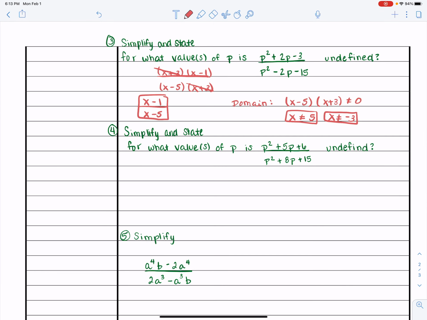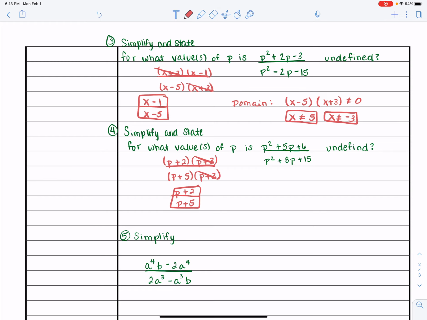All right, so same question here. I know that p squared plus 5p plus 6 can factor into p plus 2 times p plus 3. I know that p squared plus 8p plus 15 factors to p plus 5 times p plus 3. I see that there's a p plus 3 in top and bottom. So my simplified rational expression is p plus 2 over p plus 5.